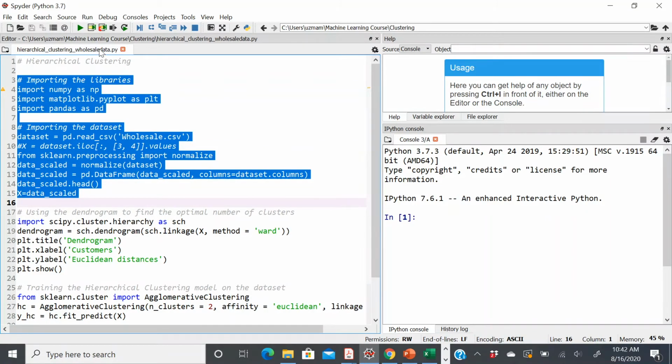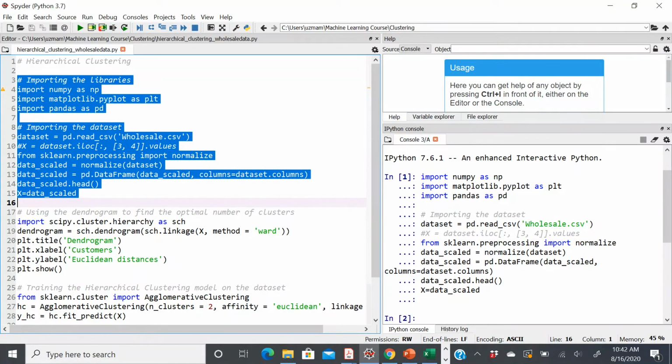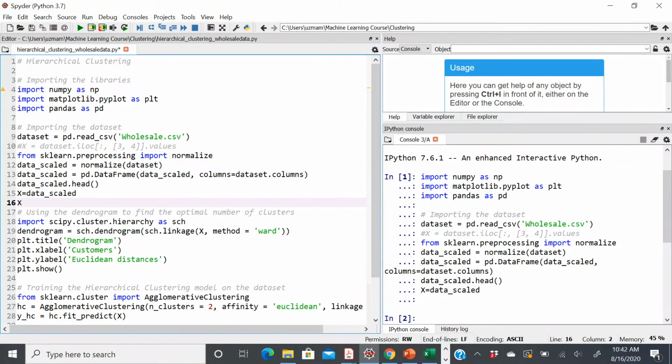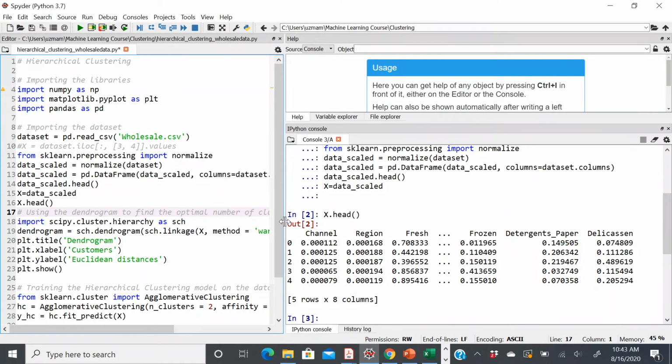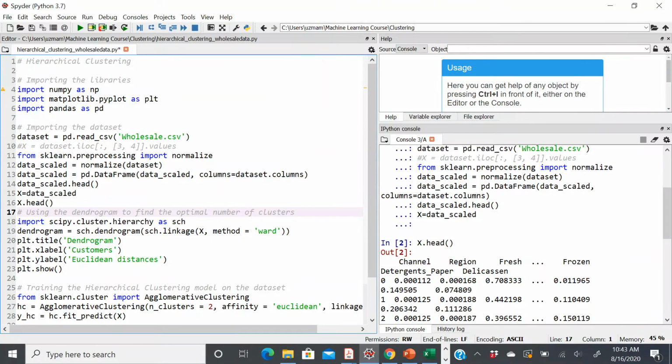Okay, so let me run all of this. How about doing an x.head and seeing how this looks before we move further. Here, you can see this is between 0 and 1, which is good. Now we can build our model on that.